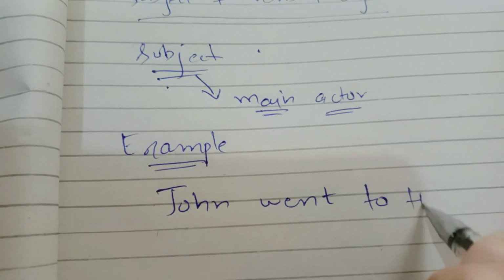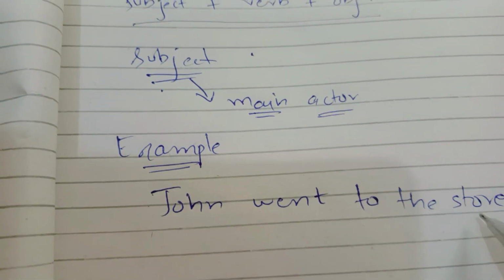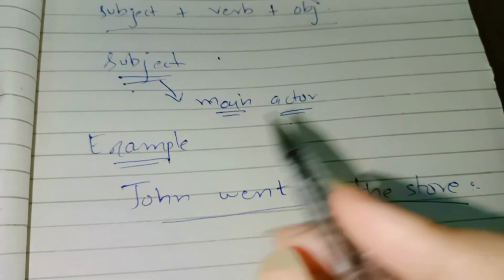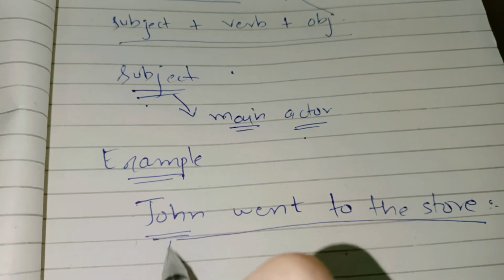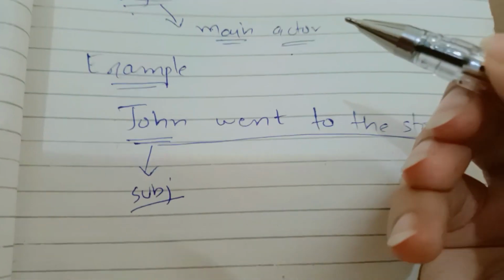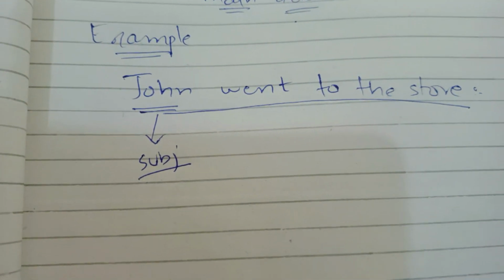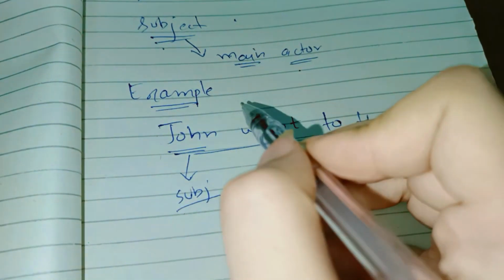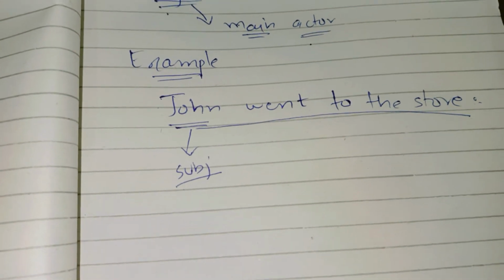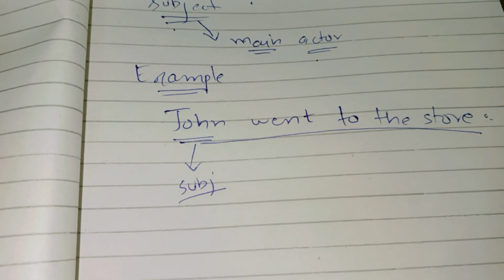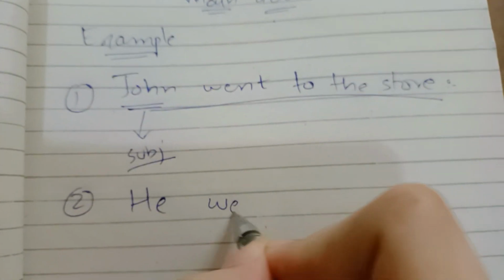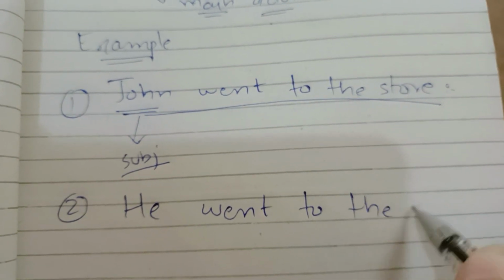John went to the store. Now, as you can see, the subject is the main actor in the sentence. So here, John acts as the subject of this sentence. A subject is either a noun or it may be a pronoun. Let me give you another example to understand better what a subject is. Now, instead of John, we can even write, he went to the store.